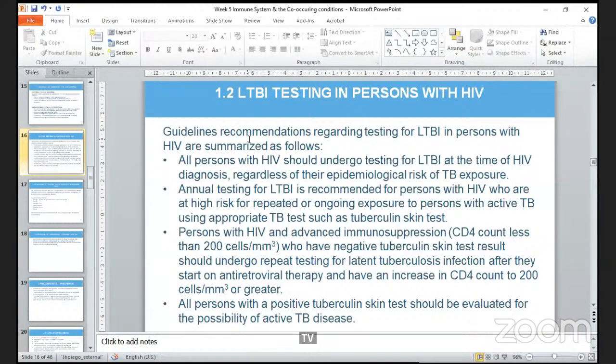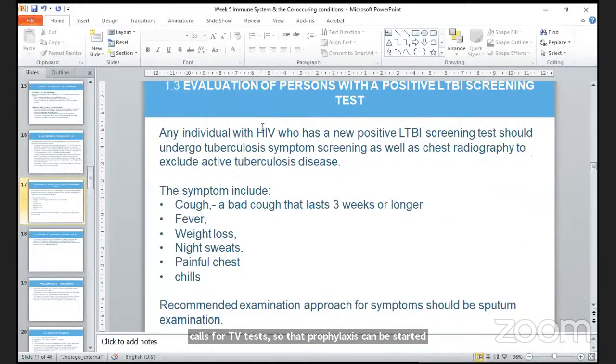This normally happens when the CD4 cells have gone down below 200 cells per cubic millimeter of blood. When that happens, we will need to do a TB test. If the CD4 count indicates that the person's number of cells per cubic millimeter of blood is below 200, that calls for a TB test so that prophylaxis can be started, or the giving out of drugs can be started. Okay.